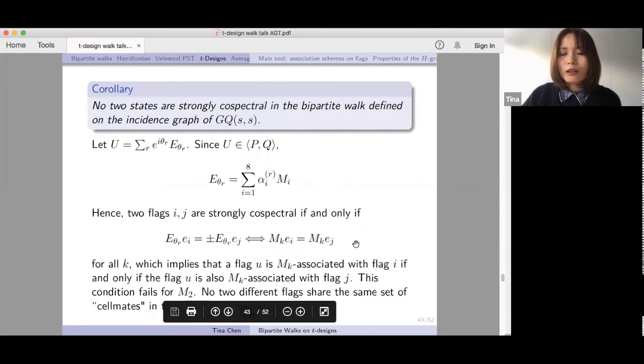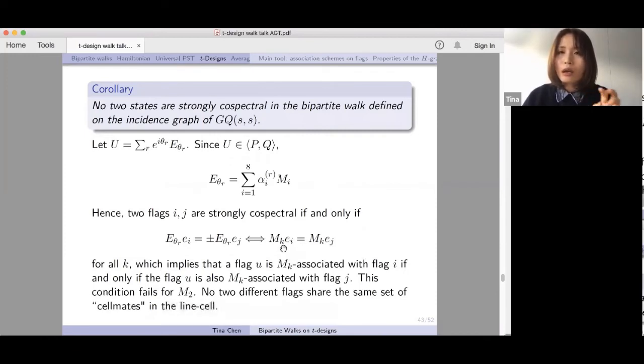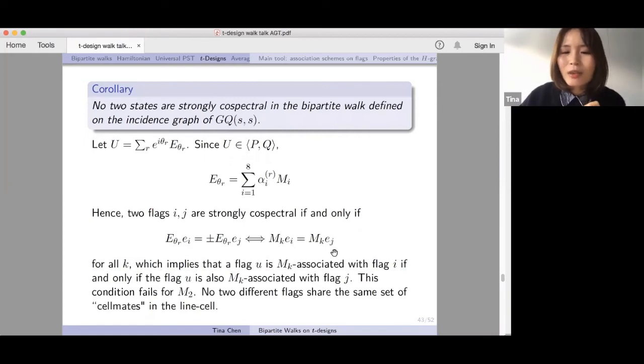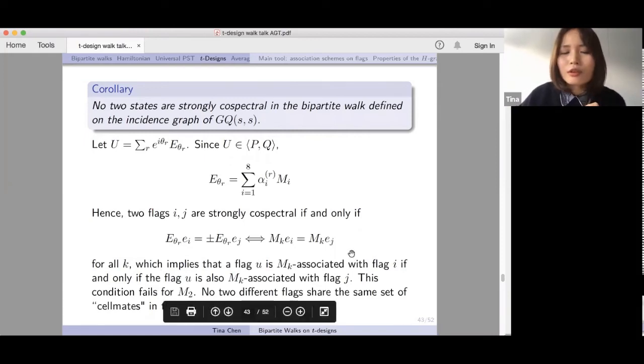Say for M2, M2 is the characteristic matrix for two flags that share the same line. If i is not equal to j, then there are no two different flags that share the same set of cellmates in the line cell. So this cannot be true. So we know there are no strongly cospectral pairs in the bipartite walk defined over a GQ.